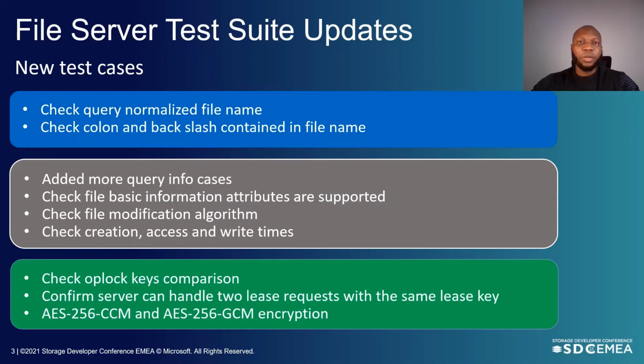For this release, we've added new test cases, some of which include tests to check if colon and backslash are contained in a file name, and we included tests covering both files and directories. We've also included tests to check file creation, access, and write times, file modification algorithm, among others. There are also now tests to check Oplock key comparison algorithms and new tests to check if AES-256 CCM and AES-256 GCM encryption is supported.